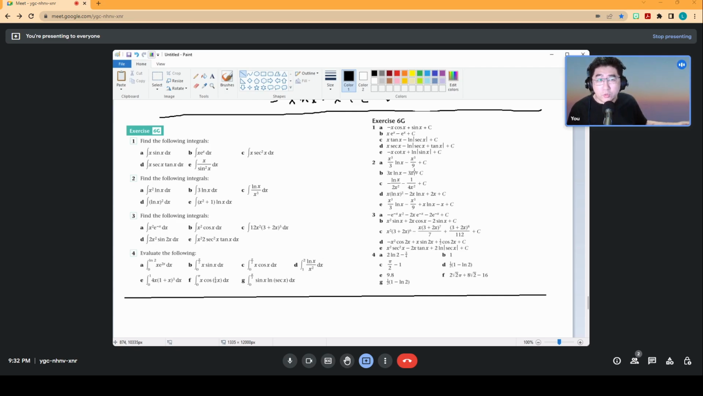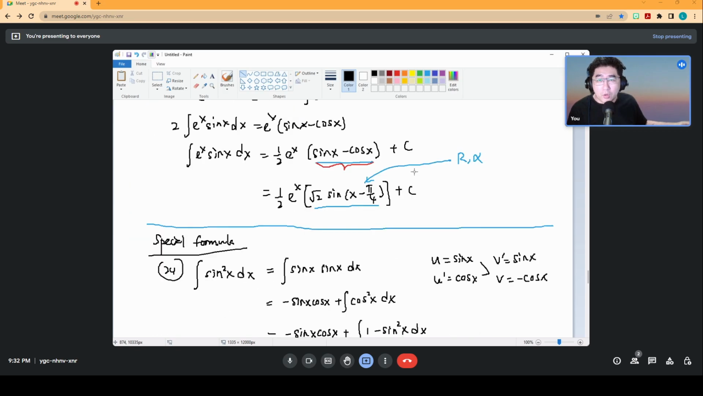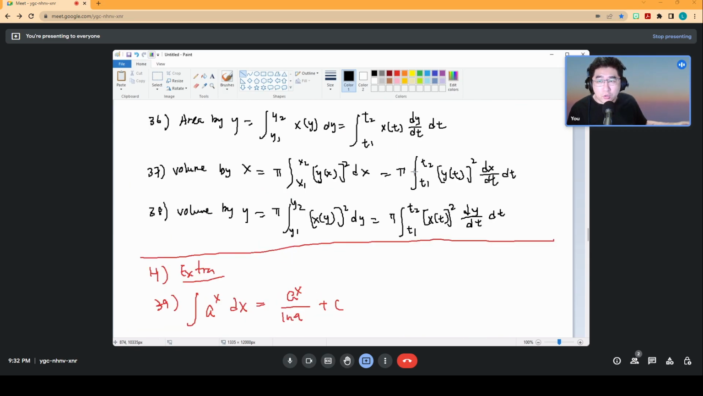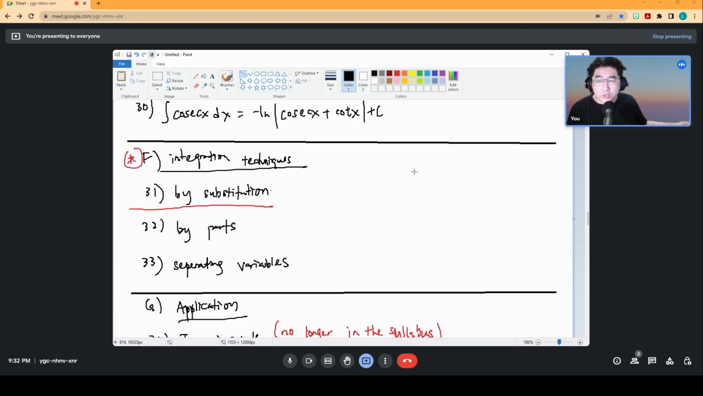Something that you need to remember is that your P3 will be focused on integration technique questions. That means F. When you do F, we already expect students to know how to do A, B, C, D, E. So that's all. I will stop recording.